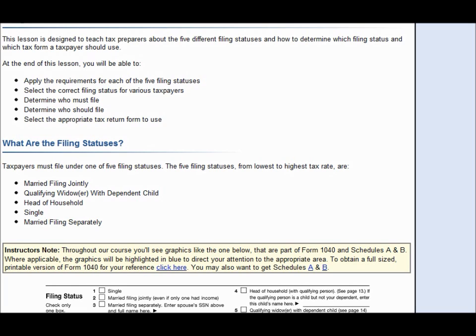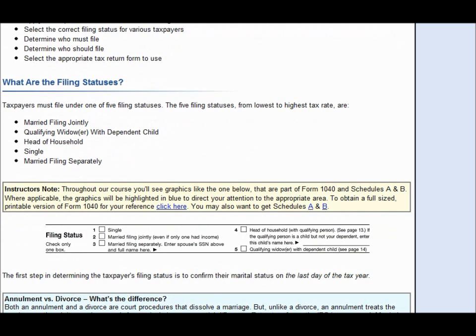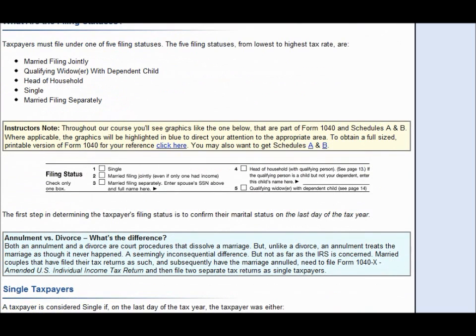Now let's begin. What are the filing statuses? Taxpayers must file under one of these statuses. Notice, married filing jointly, qualifying widower with a dependent child, head of household, single, married filing separately. Notice, here is something consistent that you will see on 1040 and 1040A forms, the filing status boxes. As you can see, 5 here, 5 there.